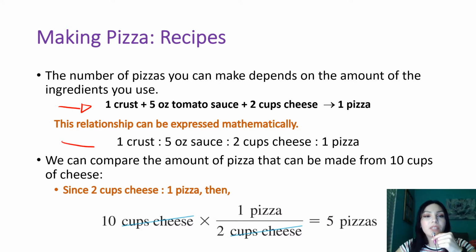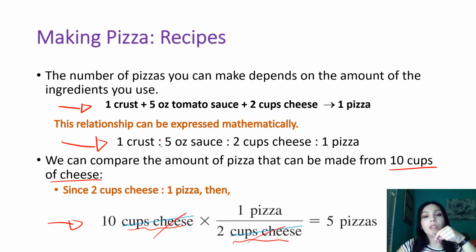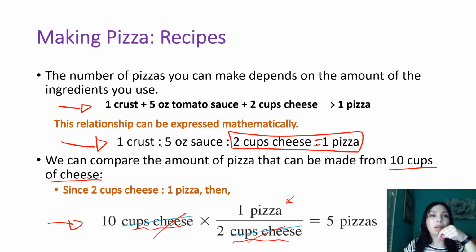So we can express this as a ratio, with the little colon. And let's say that we had 10 cups of cheese and we wanted to see what is the max amount of pizzas that we can make? How many pizzas can we make? You would set it up just the same way that we've been doing with dimensional analysis. You would set this up where we have our given unit, and then the given unit at the bottom cancels out. This is our desired unit, right? And the ratio that we used was the cheese to the pizza. So 2 cups cheese equals 1 pizza. And then what we get is 5 pizzas from that.